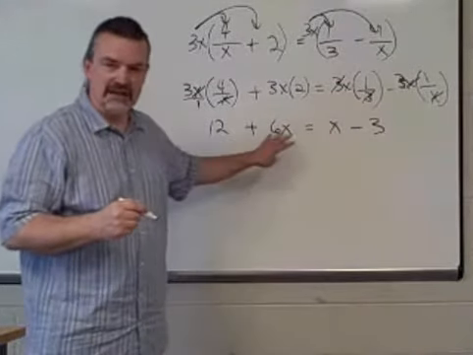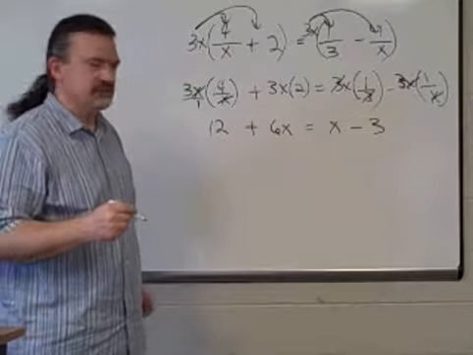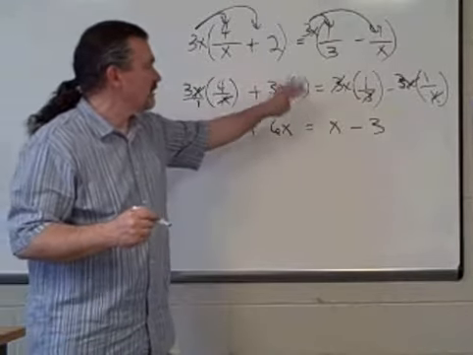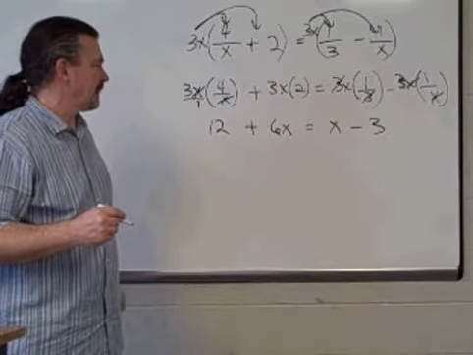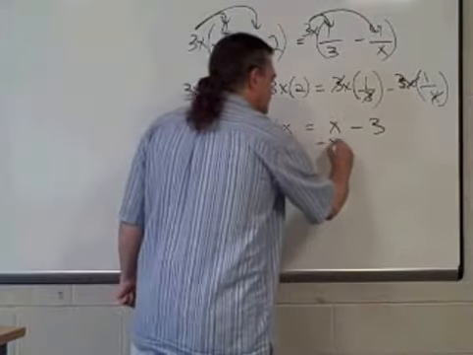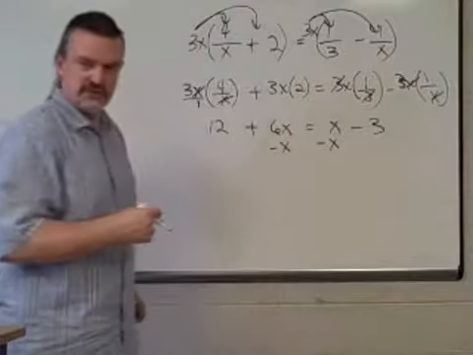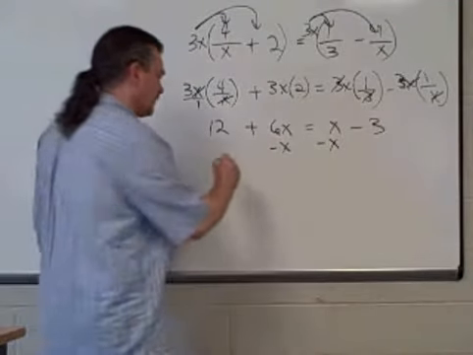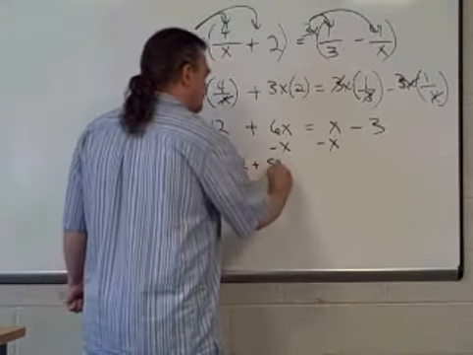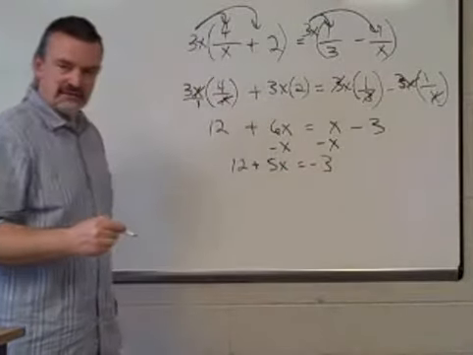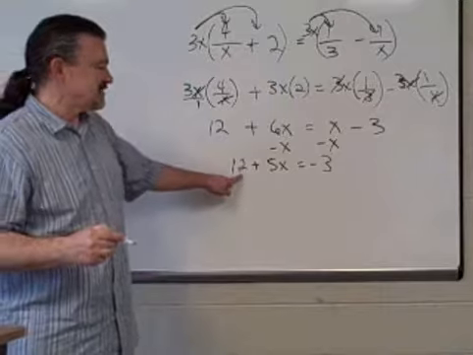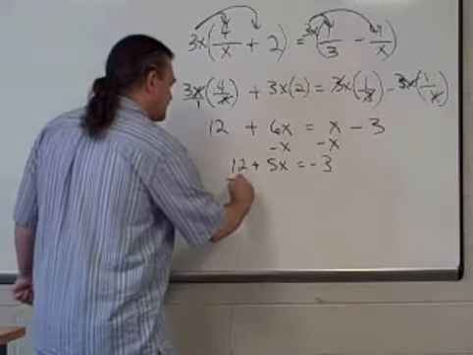We've created a nice linear equation we can now solve. We've gotten rid of those fractions that were making the problem look more complicated. Let's subtract x from both sides as our first step now in solving this linear equation. So 12 plus 5x equals negative 3. Let's subtract 12 from both sides.